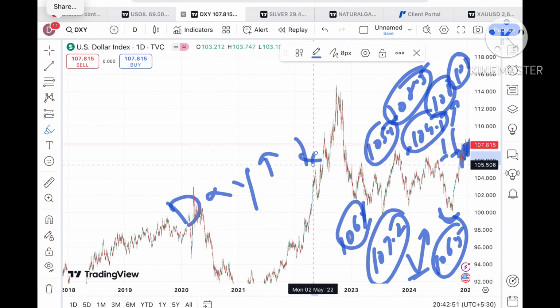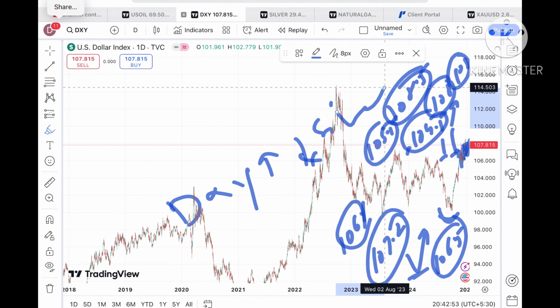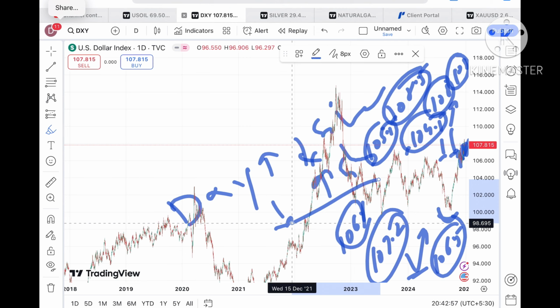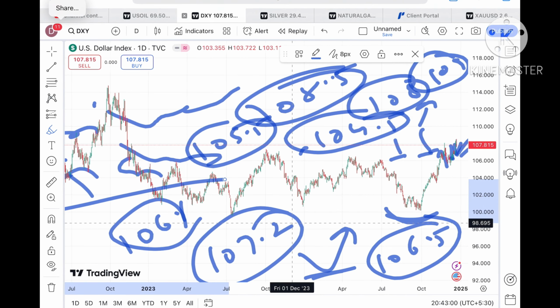So you have to understand, when the dollar index starts going upside, we will see the silver price come down. Similarly, if the dollar index starts going down, we will see the silver price go up. This is what we can see.